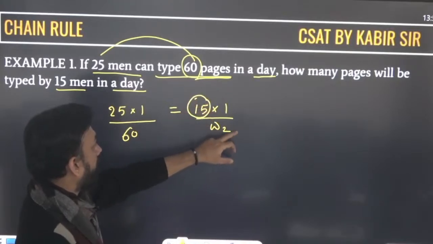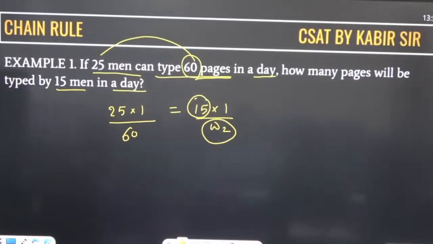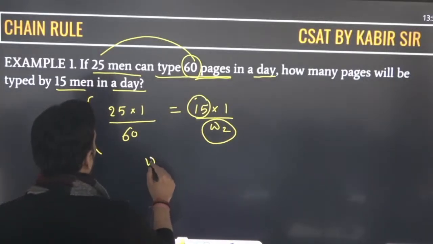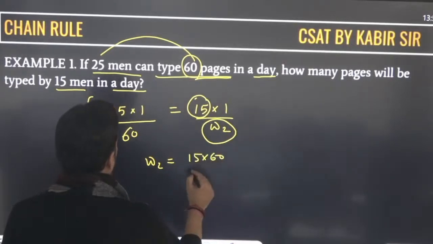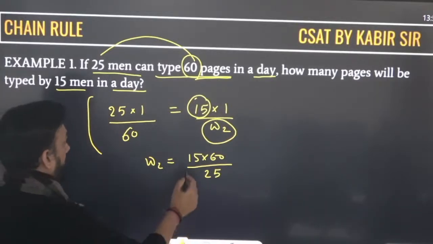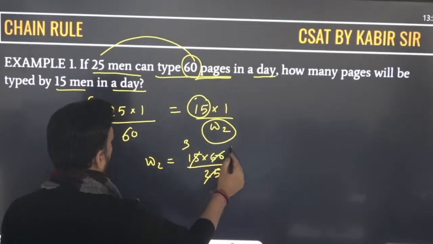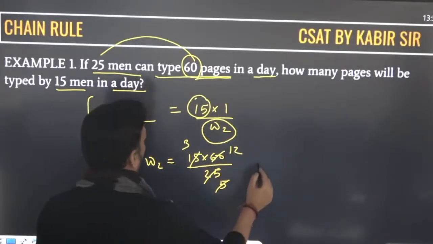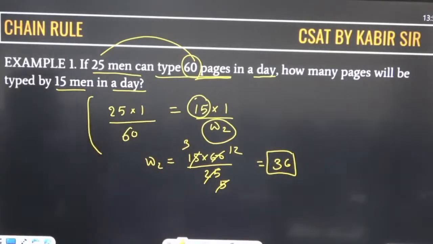How much work will 15 men do in a day? Are you getting this equation? If you are getting this, you can easily solve this, right? It will be W2, 15 on 25, into 60. 12 into 3 is 36. They will type 36 pages.